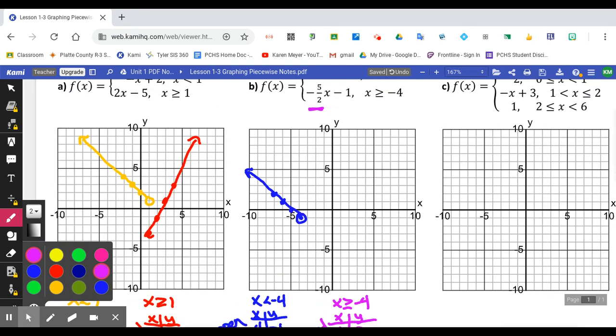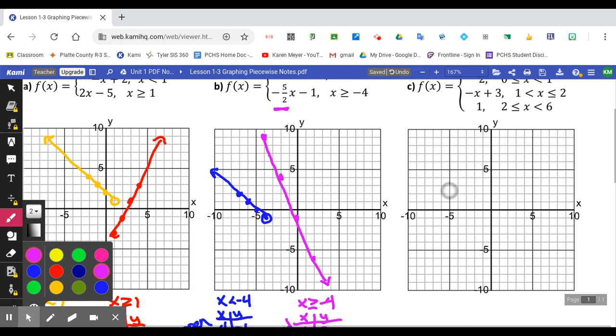So -4, 9. Then we're going to do -2, 4. 0, -1. And 2, -6. And then remember, we wanted to be going toward the right side because we're looking for x numbers that are larger. Okay, let's go to C.